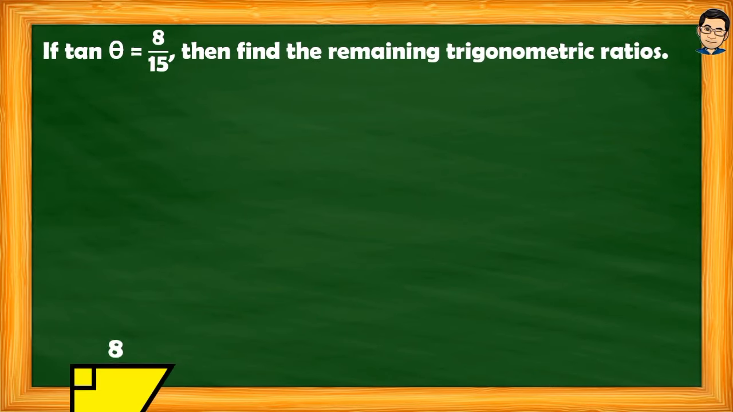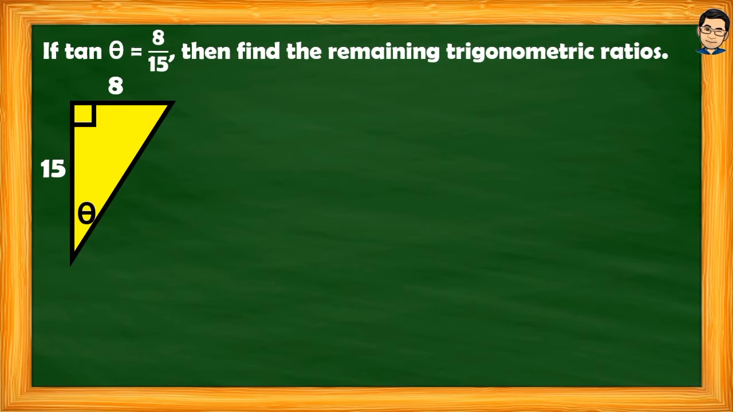So, for our last example, if tangent theta is equal to 8 over 15, then find the remaining trigonometric ratios. So, dito naman, yung trigonometric ratio na given is tangent theta. Okay, so tangent theta, that is opposite over adjacent. So yung opposite side natin measures 8, and then yung adjacent naman is 15. Okay, so dito, ang hinahanap natin is yung hypotenuse, yung sukat ng longest side natin.